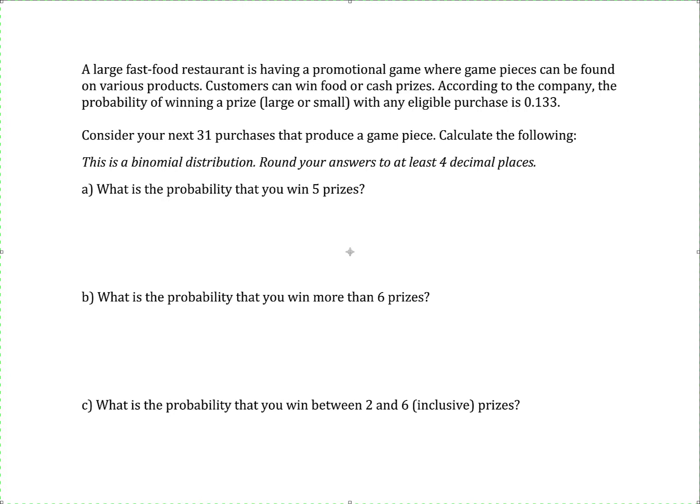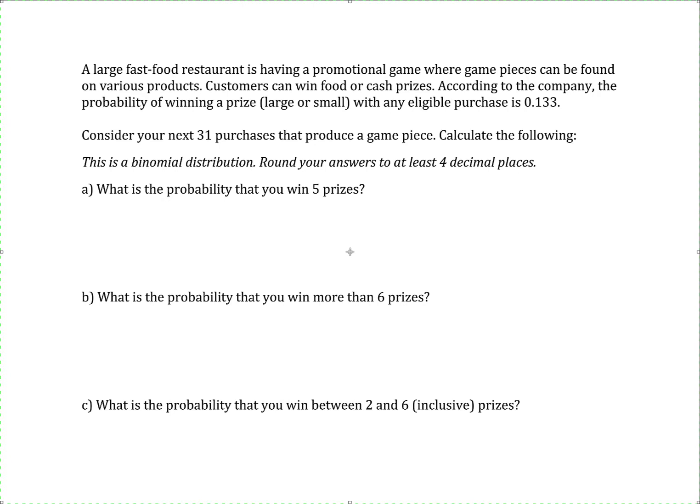Calculate the following. Note this is a binomial distribution. Round your answers to at least 4 decimal places. Since we're told this is a binomial distribution, we don't have to decide whether there's a fixed number of trials, two different outcomes, and whether they're independent. We can just assume all of that and jump right into coming up with our answers.